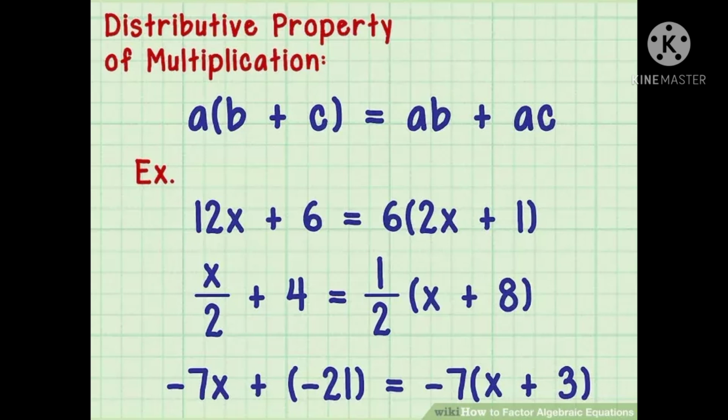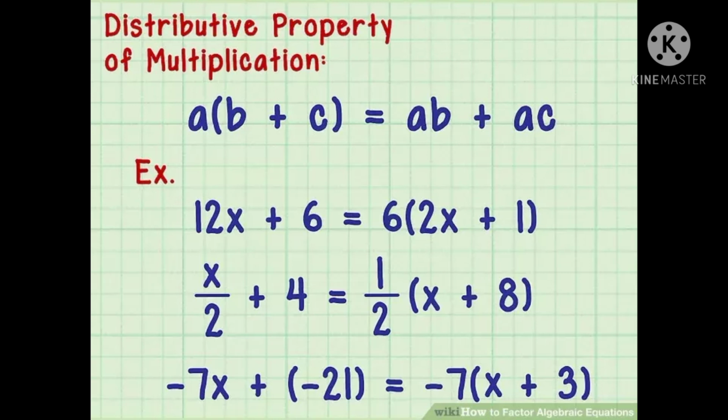Applying the distributive property of multiplication to factor algebraic equations. Using your knowledge of how to factor both lone numbers and variables with coefficients, you can simplify simple algebraic equations by finding factors that the numbers and variables in an algebraic equation have in common. Usually, to make the equation as simple as possible, we try to search for the greatest common factor.